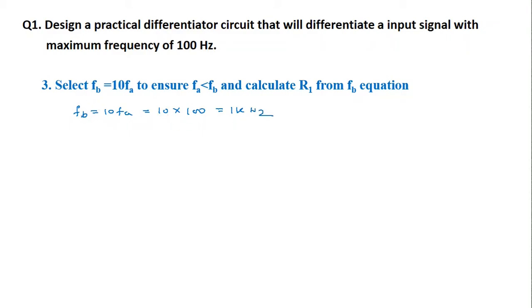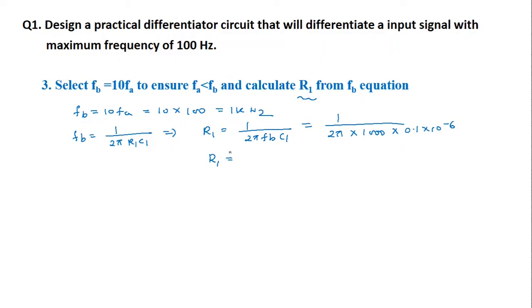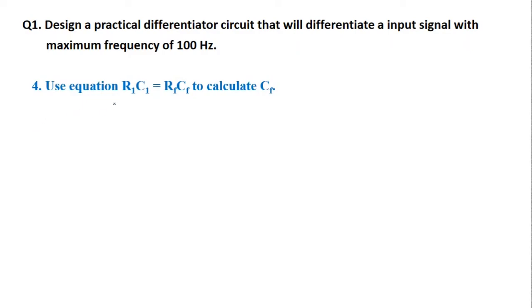Now using this FB value, we have to calculate the resistance R1. We know that FB is equal to 1 upon 2 pi into R1 C1. So from this equation, R1 will be equal to 1 upon 2 pi FB into C1. Now we put all the values. When we solve this equation, R1 will be equal to 1.59 kilo ohm.